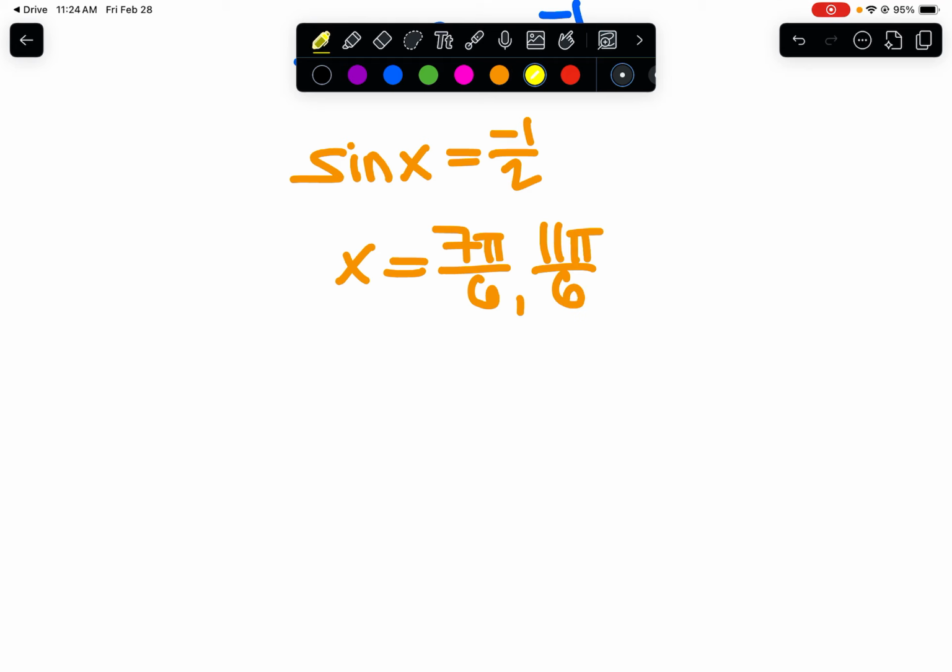So once you evaluate for just that specific value, now I'm going to bring that 2 back. So now I'm going to have 2x, and I'm going to set it equal to those exact solutions that we just found.